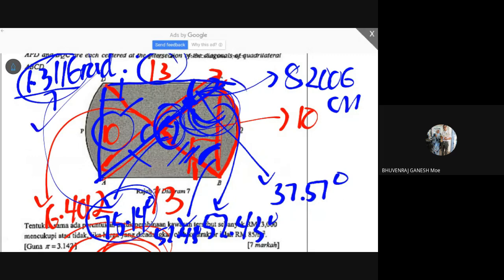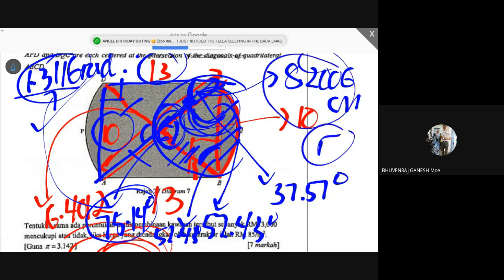So now, can you calculate the area of this segment directly? Can you tell me what's the answer? Use the area of sector minus triangle, because you have all the values now already. This one is the radius. Ini adalah jejari dia. This is your R.